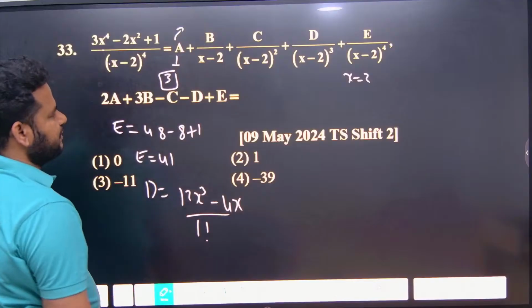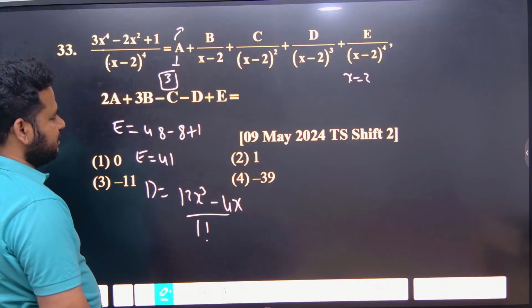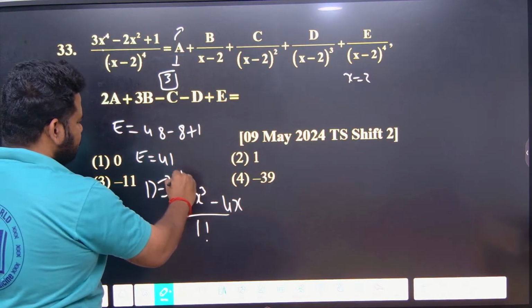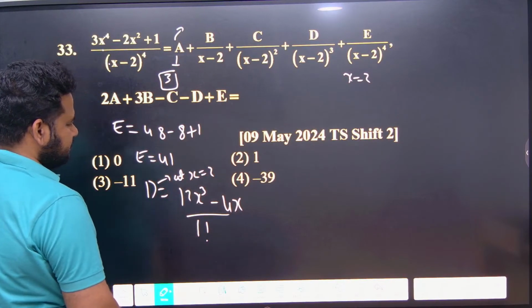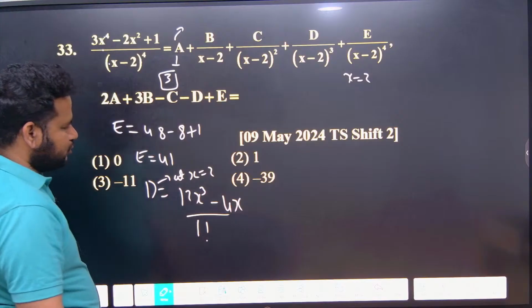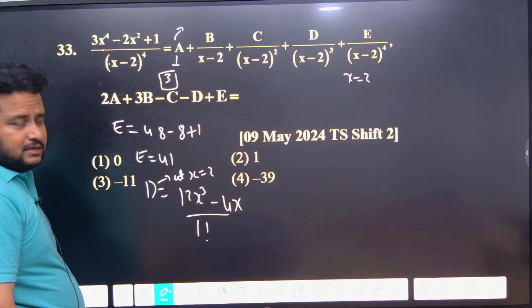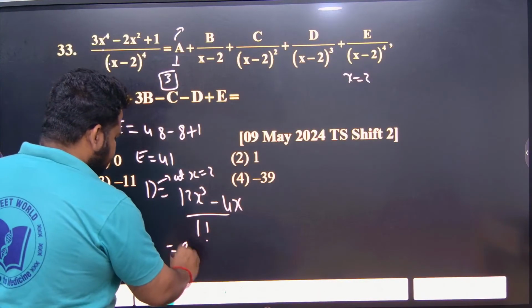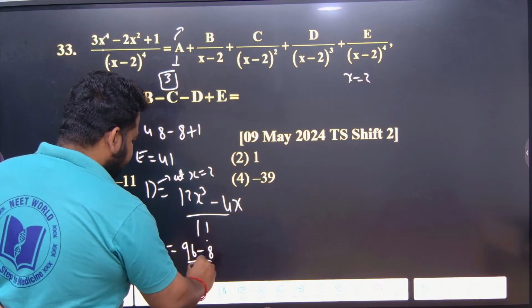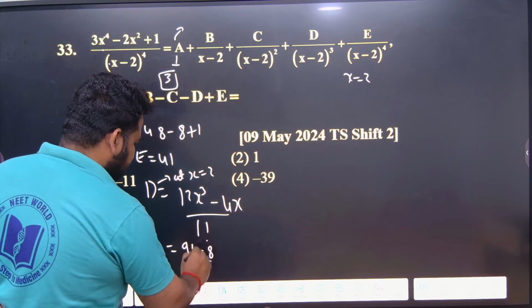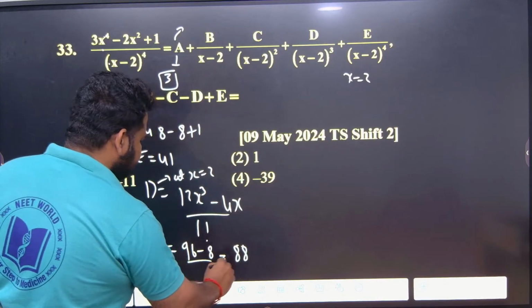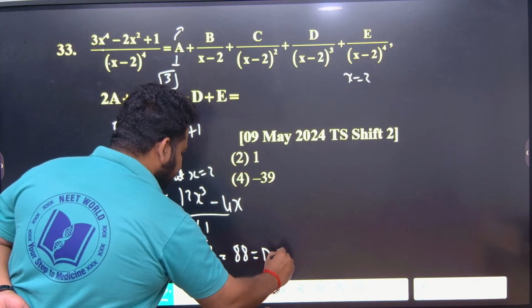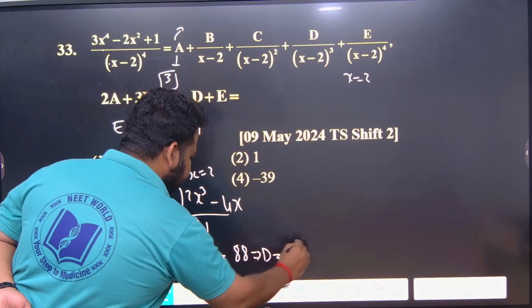I have to put the value of x is equal to 2. So 2 cube means 8. 12 8s is 96, minus 4 2s are 8, by 1 factorial. This is 1 factorial, not 11, so 1 factorial means 1 only. So 96 minus 8 is 88. I got the value of d. D is equal to 88.